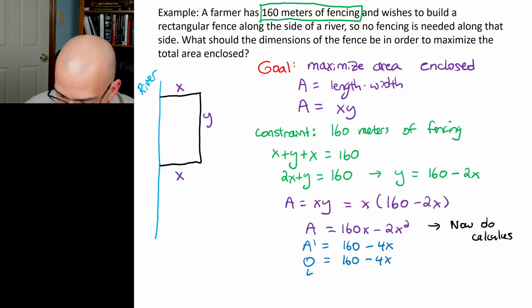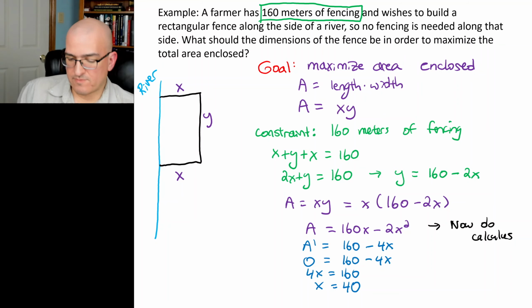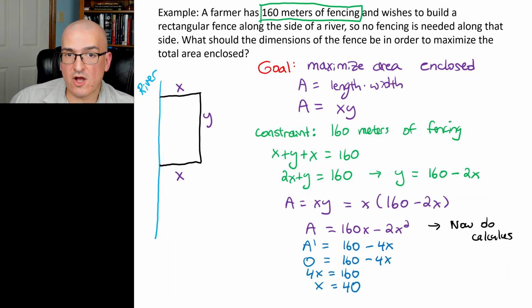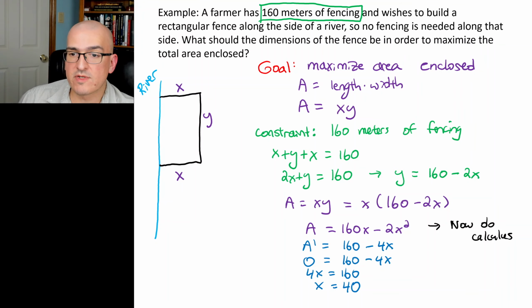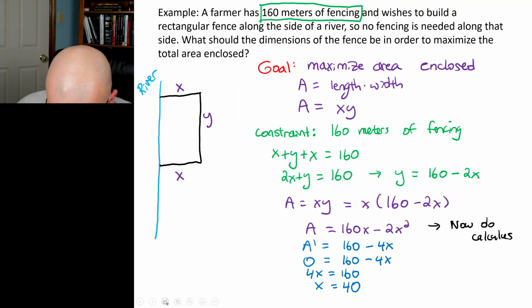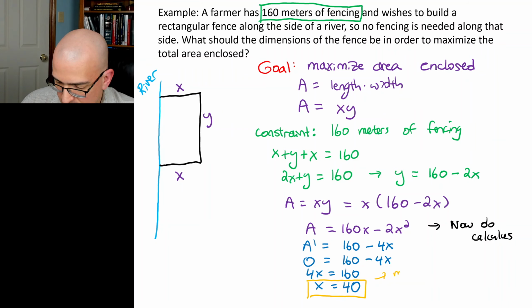Add 4x to both sides. Divide both sides by 4. So we get 40. It is not wise at this point to declare victory. I'm going to circle it, but we're going to do a check. We have to make sure it's a max. So I'll put max, question mark.